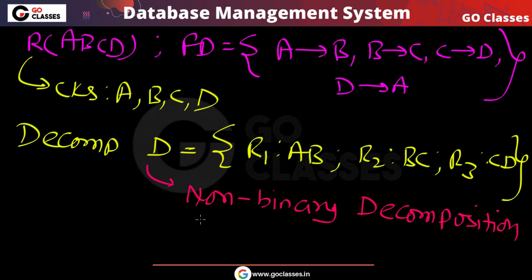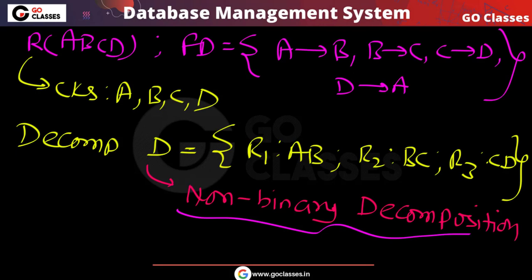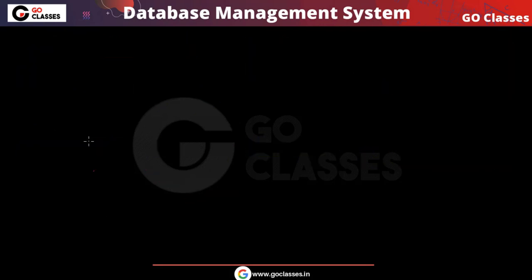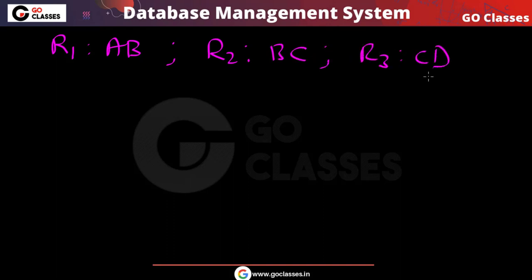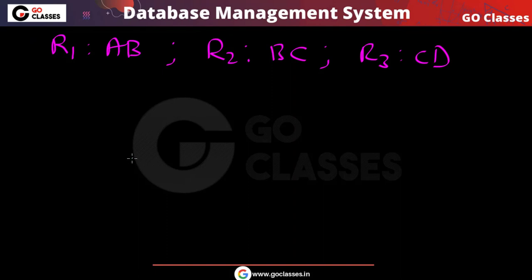In this lecture we will see how to apply the successive joining method. So what is the successive joining method? I told you that you can join two relations at a time. R1 is given to you, R2 is also given, and R3 is also given. So these are the sub relations R1, R2, R3, and we want to combine these sub relations.